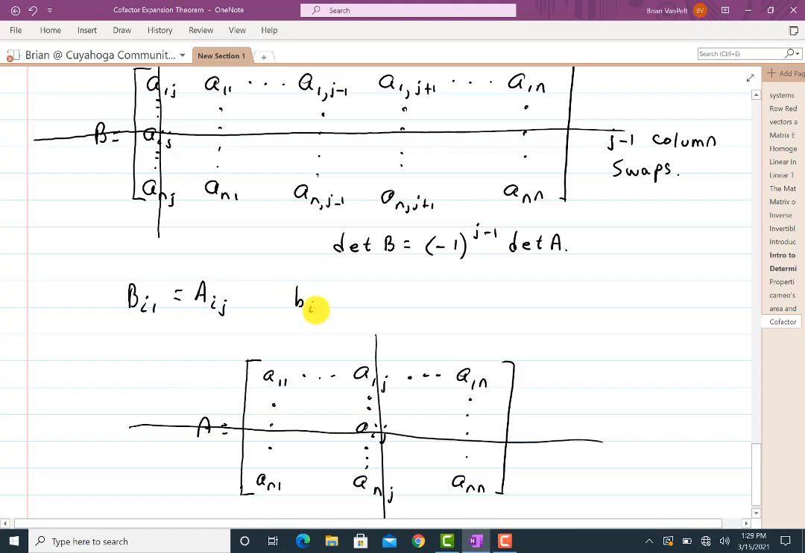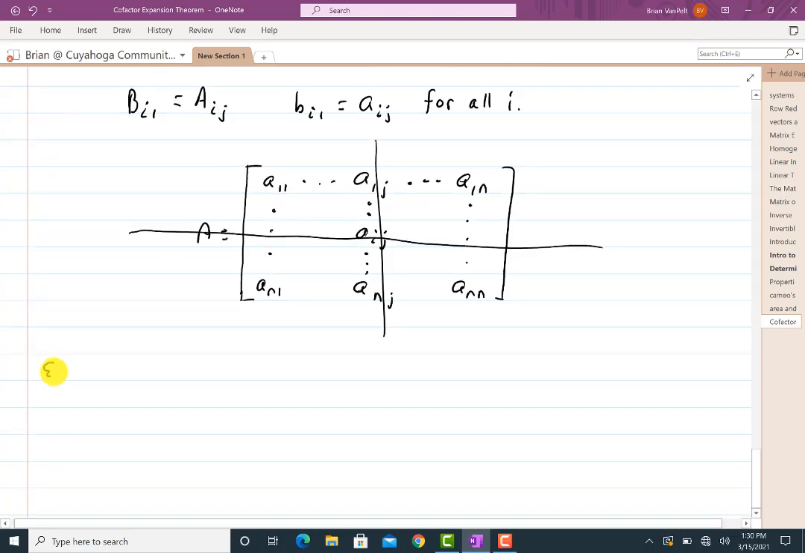Furthermore, BI1 equals AIJ for all I. Let's see if that's true. BI1, so B11 is A1J. And you see, of course, it matches this column. This is the column, specifically the column that I moved into that location. Perfect.